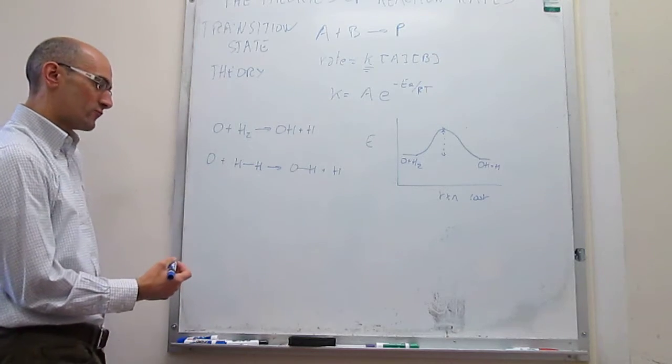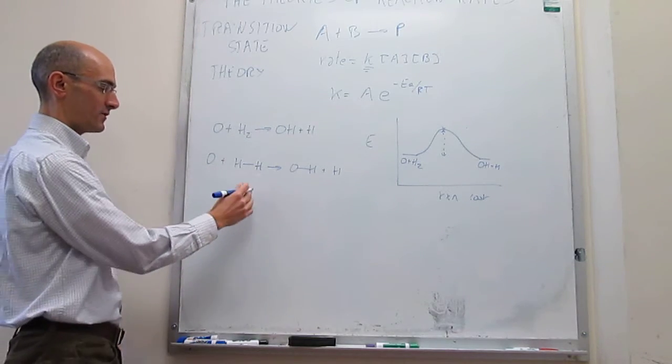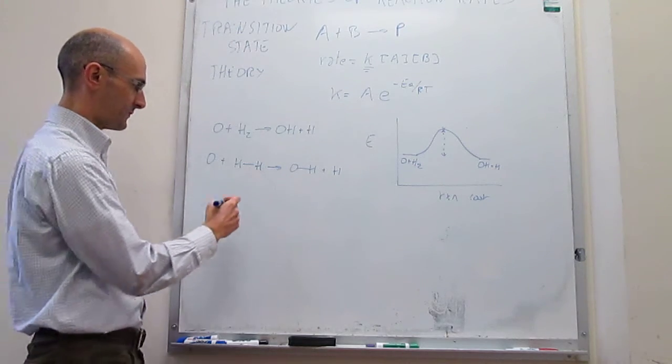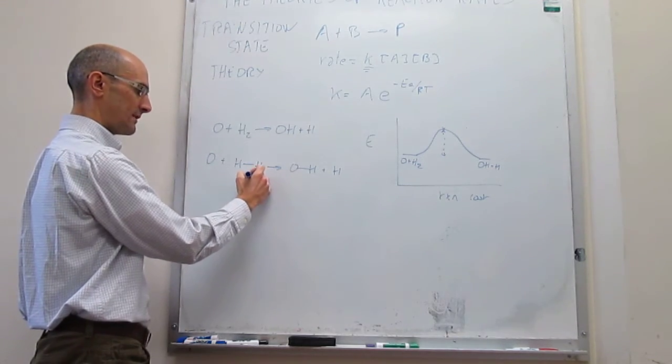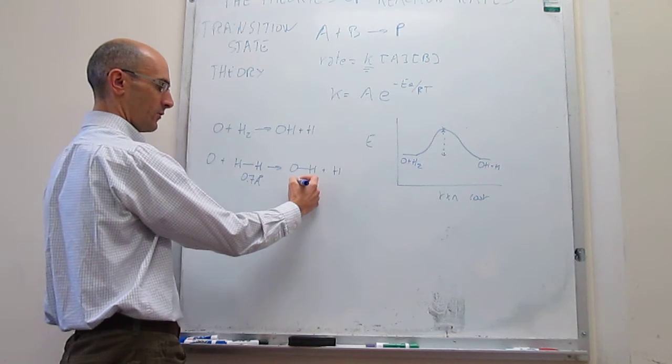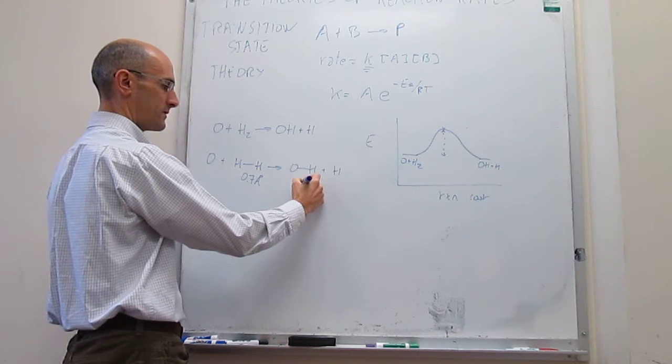So we can try to draw a little bit how this transition state would be for this reaction. And we're going to use geometric parameters. The bond in H2 is about 0.7 angstrom. It's a very short bond. The bond in OH is about 1.0 angstroms.